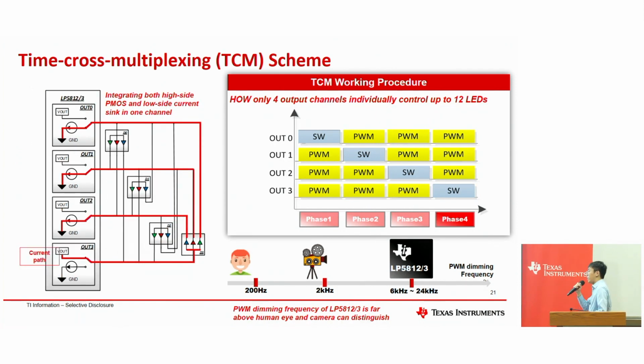Since this is high-speed switching from phase 1 through 4 and back again, it also has a requirement on the PWM frequency: we want to make it higher than 200 Hertz, which can be observed by human eyes, and 2K Hertz, which can be captured by high-speed cameras. Our LP5812 or 13 devices can handle up to 6K or 24K Hertz of PWM dimming frequency that can avoid any kind of flickering issues.